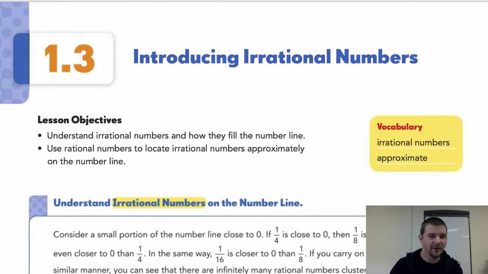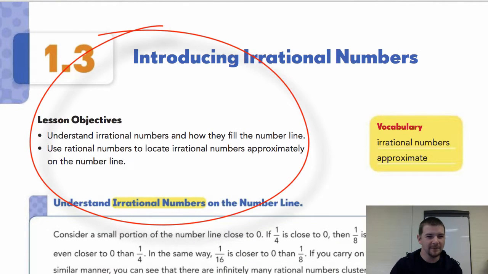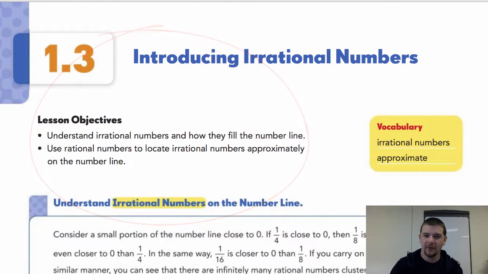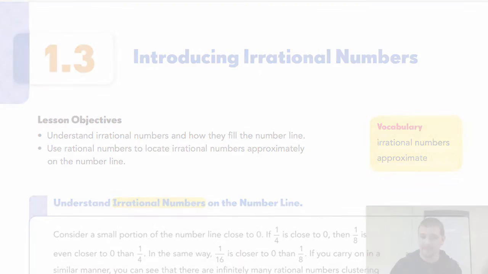Welcome to Section 1.3, Introducing Irrational Numbers. Lesson objectives: understand irrational numbers and how they fill the number line. Use rational numbers to locate irrational numbers approximately on the number line. Vocabulary for this lesson: irrational numbers and approximate.